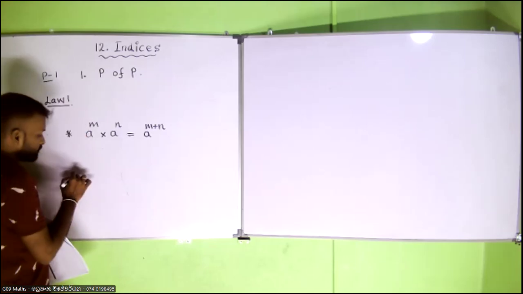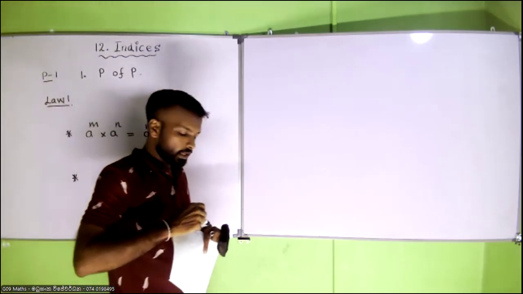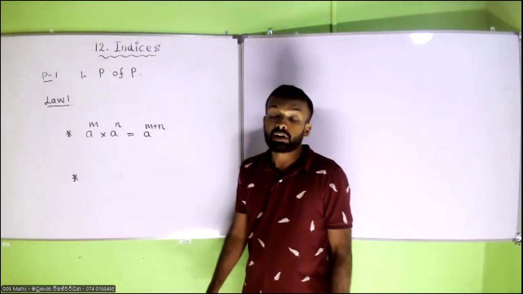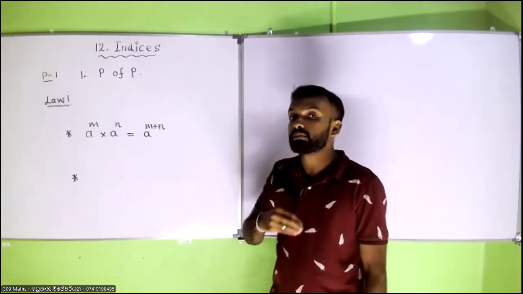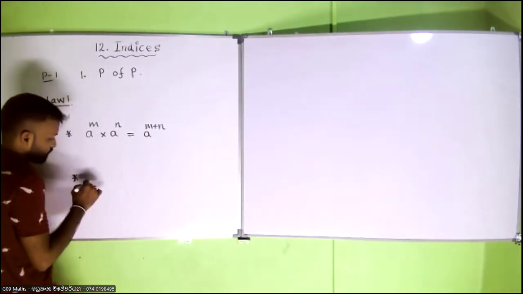And in the second one, you may write. Now here you have only two bases multiplied. So what if I have more than two bases? Same bases, but more than two. Same way, right? It's something like this.